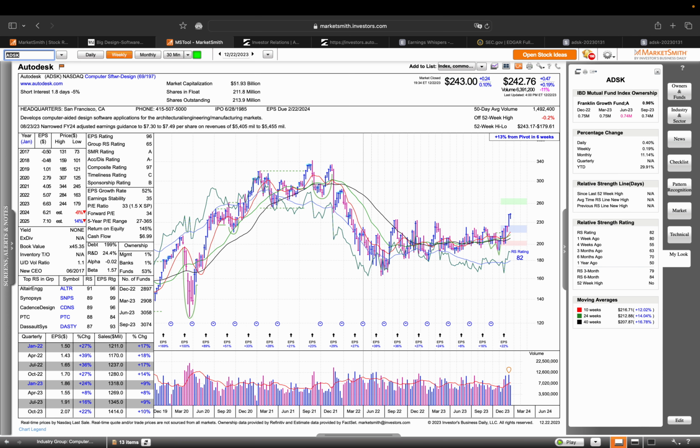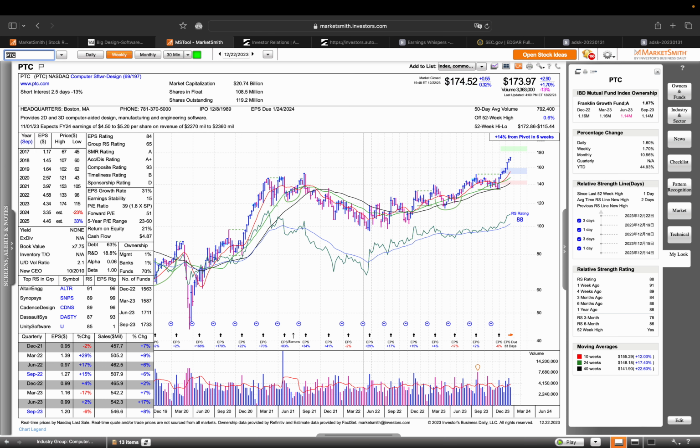This is Autodesk. It looks much better in charts. It's breaking out from a solid pivot point and going higher than the previous highs. Numbers are coming in strongly. Number of funds increasing, 3,074. Right, rating is good. Okay.